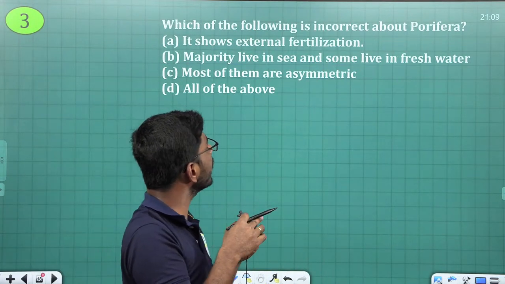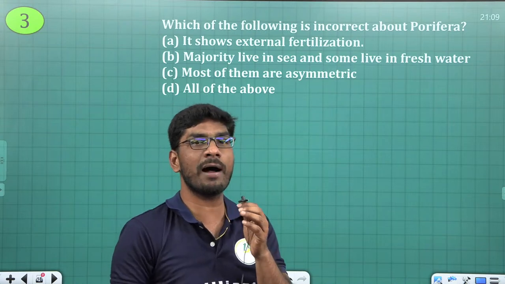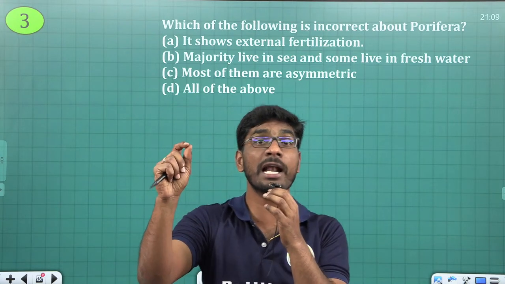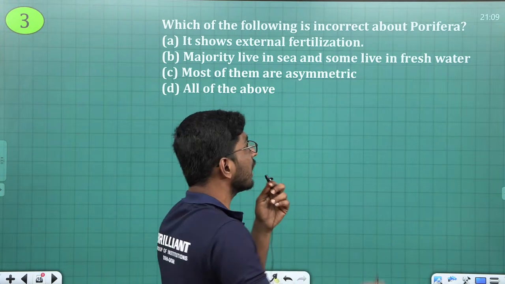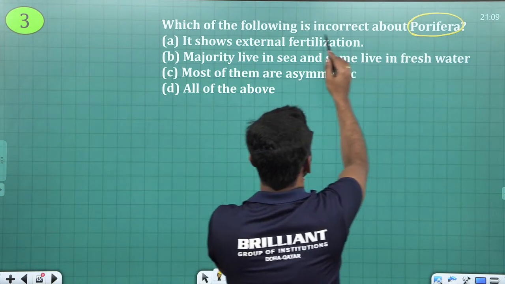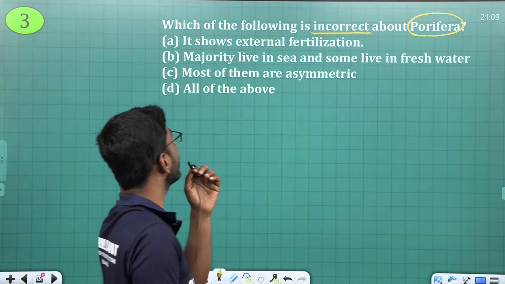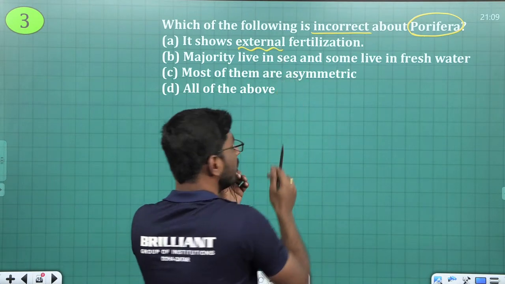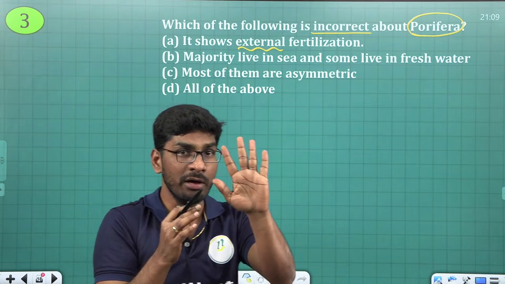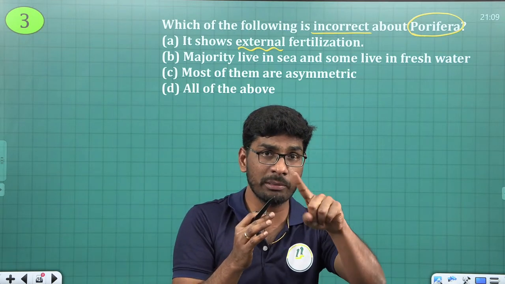Next question. Which of the following is incorrect about Porifera? First phylum we discussed, Parazoa. Parazoa is nothing but what? Porifera, sponges, cellular level of organization. They are asking for the incorrect statement about Porifera. They show external fertilization. Are they showing external fertilization? Remember, I told you in the class, one more time I'm repeating.